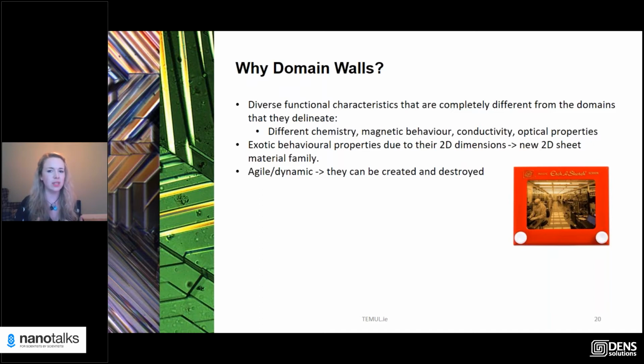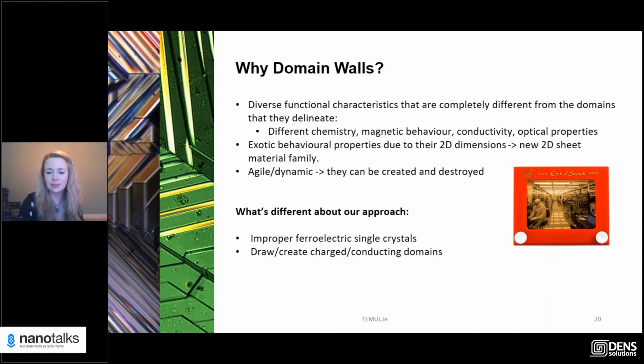But really, we're at the infancy of this whole field. So we want to be able to use this because it has so many promising possible applications. There's different chemistry at the wall, magnetic behaviors, not just electrical, courseness and conductivity, and so many of the things we don't even understand at the moment.